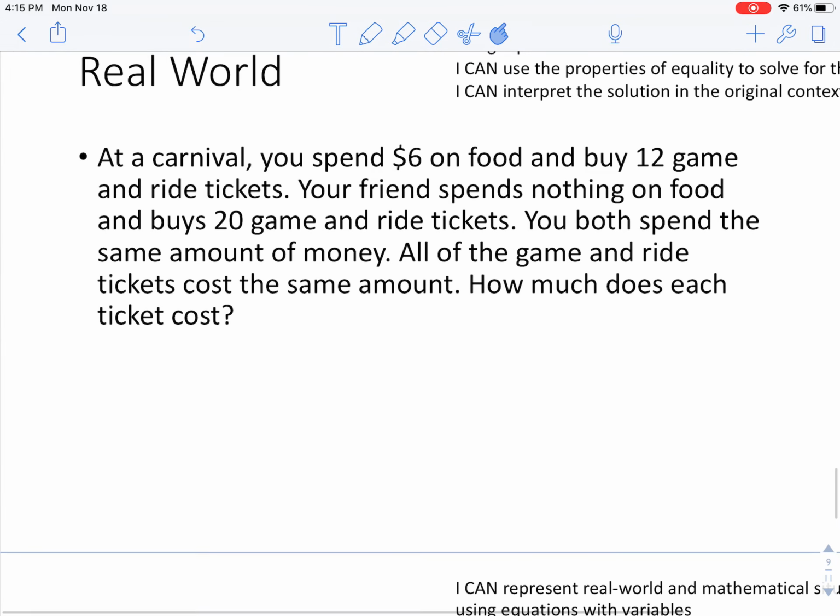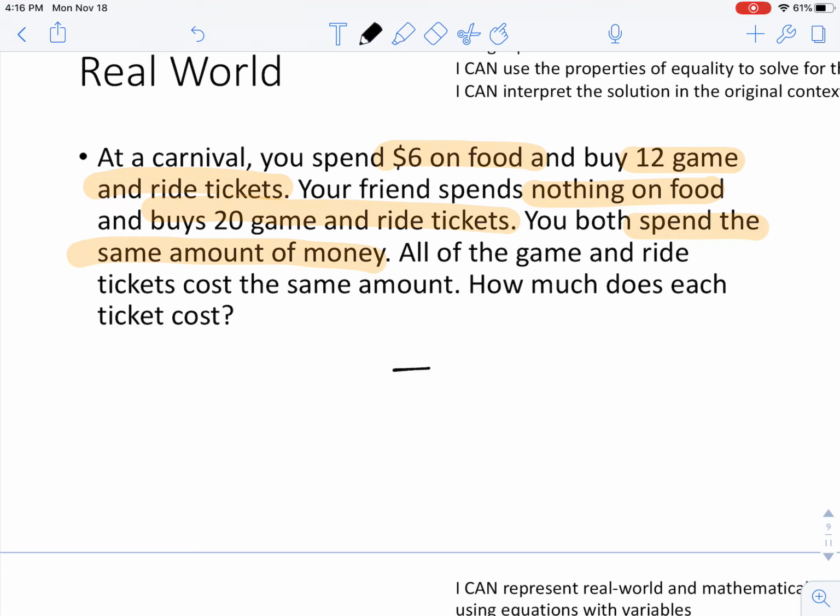All right, at a carnival, you spend $6 on food and buy 12 game and ride tickets. Your friend spends nothing on food and buys 20 game and ride tickets. You both spend the same amount of money. All of the game and ride tickets cost the same amount. How much does each ticket cost? So we spent $6 on food and got 12 game and ride tickets. Our friend spent nothing on food and bought 20 game and ride tickets. We both spent the same amount.